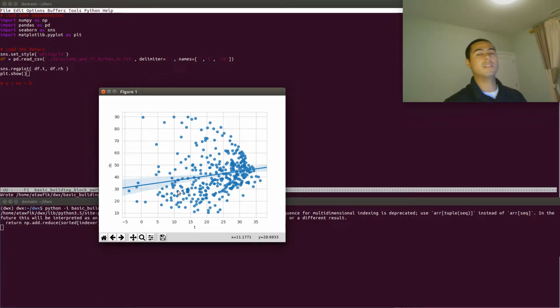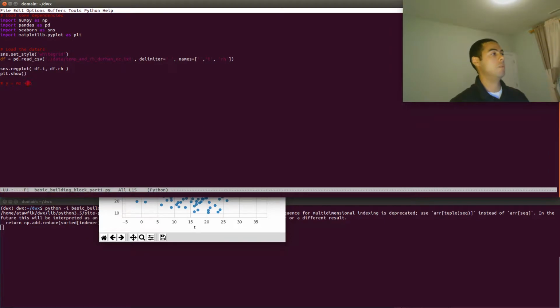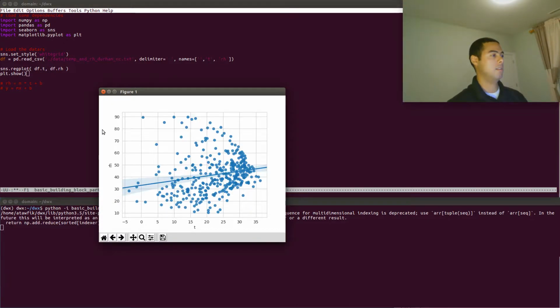But in our case, let's keep it simple. Temperature on the x-axis, and we're going to try to estimate relative humidity given temperature. So in our paradigm, if we were to write this thing out, we would have RH equals m times T plus b. So we're assuming that there's an equation here for a line, and we're going to try to figure out what this m and b are, this slope and this intercept. All right, let's cancel out of this guy.